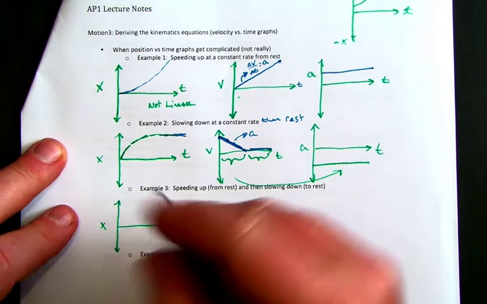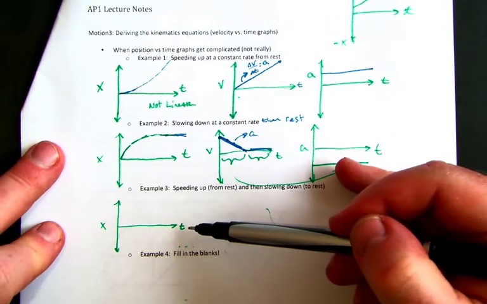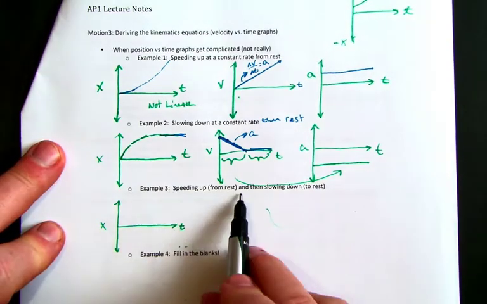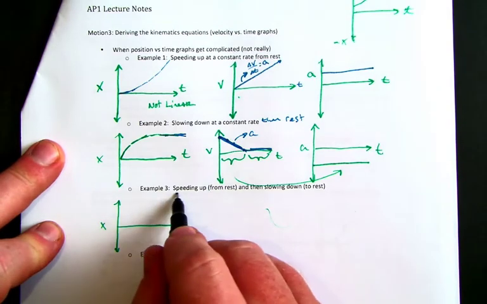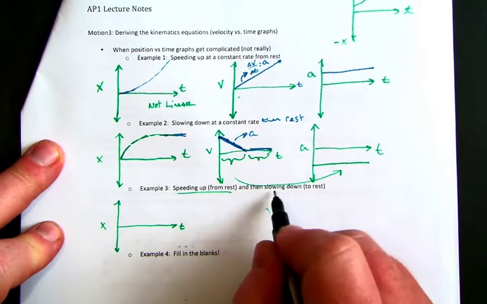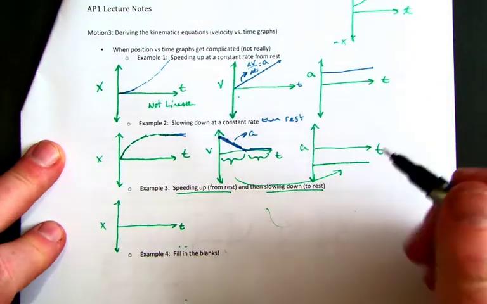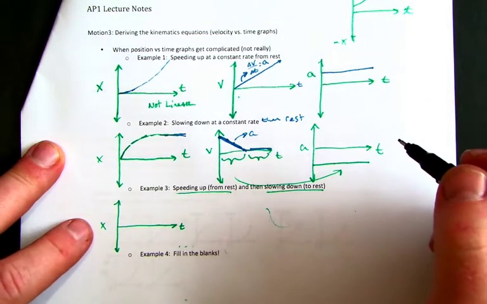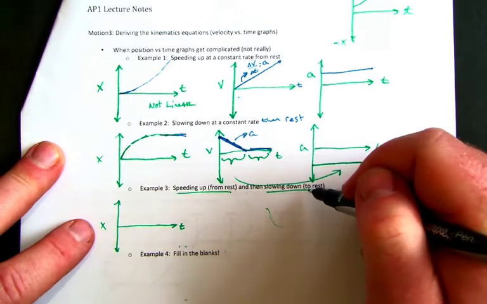So before I do it, what I suggest you do is in your notes, go ahead and draw this and then sketch what you think this would look like. And a little trick is go ahead and break it into 2 parts. What would speeding up from rest look like? And then what would slowing down to rest look like? Just put those together in 2 parts. And assume that it's doing this at a constant rate, and then it's doing this at a constant rate.